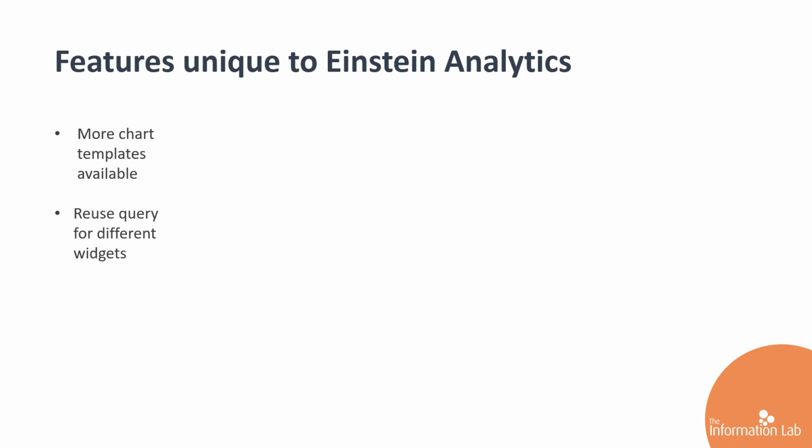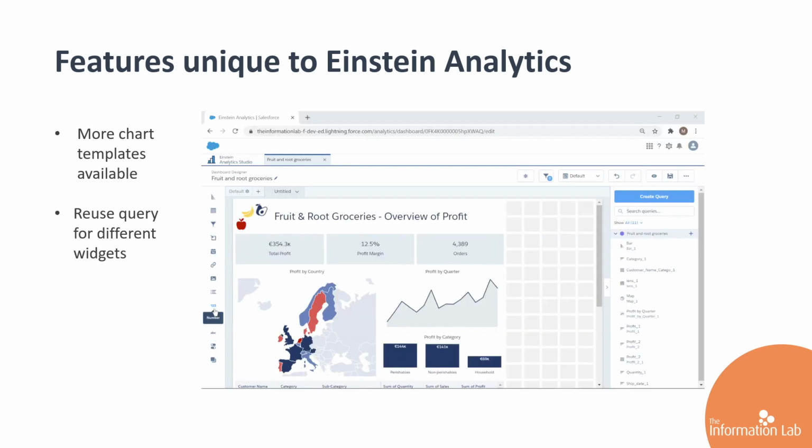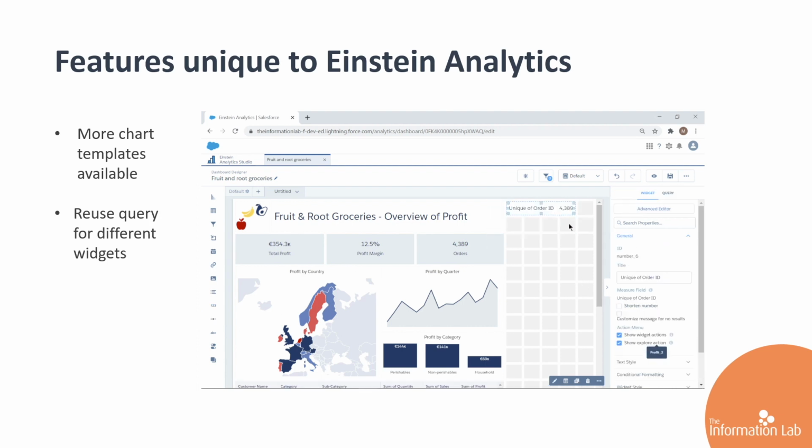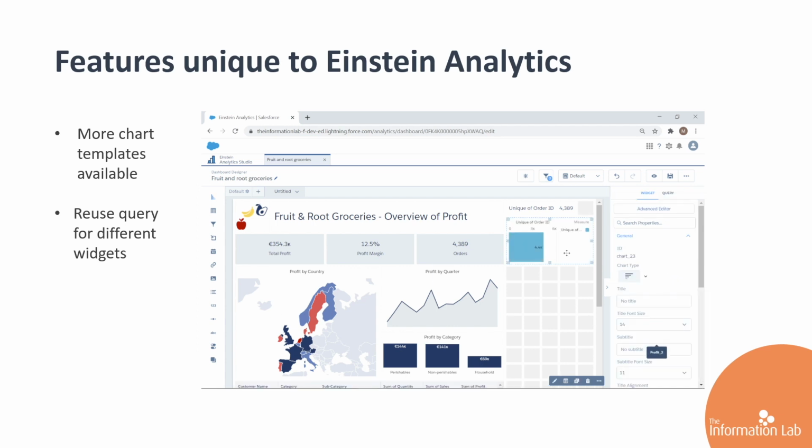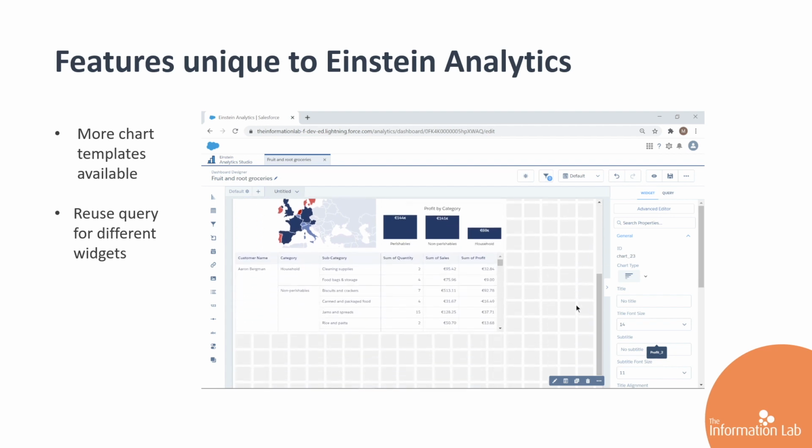Another feature of Einstein is that the same query can be reused for different dashboard elements. So for example, if I populate a numbers widget with my unique number of orders query, then I get a KPI, like the one we already have in the dashboard. However, if I now place it inside a chart widget, Einstein creates a bar chart from the same query.